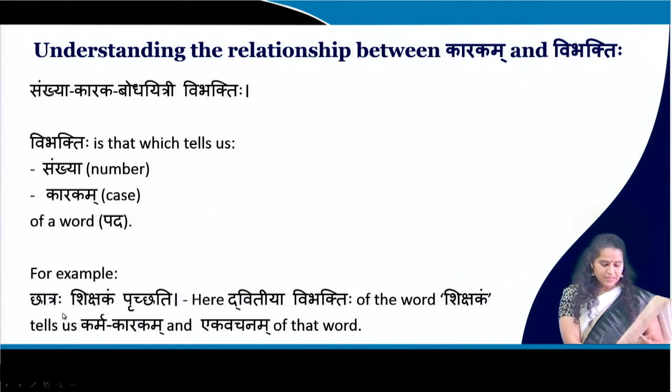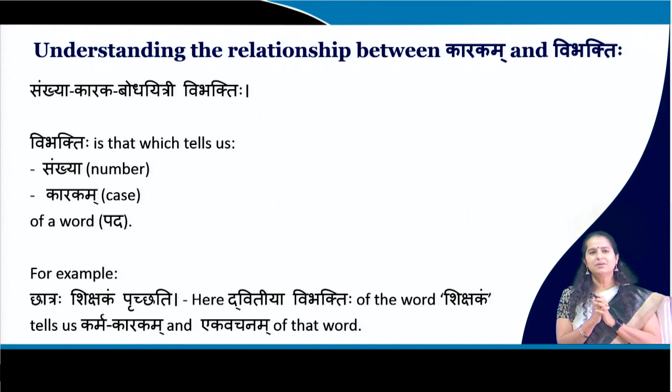And for example, chhatraha shikshakam prichhati. Here the dvitiya vibhakti of the word shikshakam tells us the karma karakam and ekavachanam of the word. So what is the vibhakti indicating? The number. What is the number here? It's singular. And which is the karakam? It is the karma karakam, because shikshakam is the receiver of the prichhati, of the asking phalam.